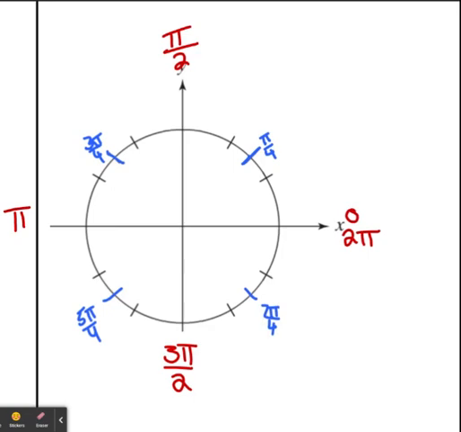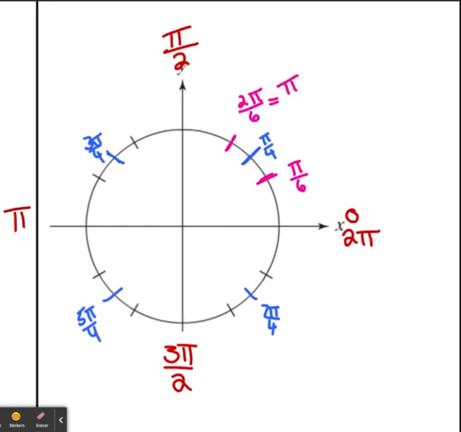The pi over 6s exist in between the 0 and the pi over 4, all right? And what you're going to notice is the pi over 6s are pretty much all of them except for those pi over 4s. The first pi over 6 is right here. The second pi over 6 is right here, but 2 pi over 6 reduces into pi over 3.